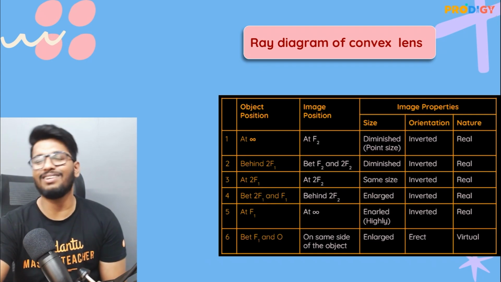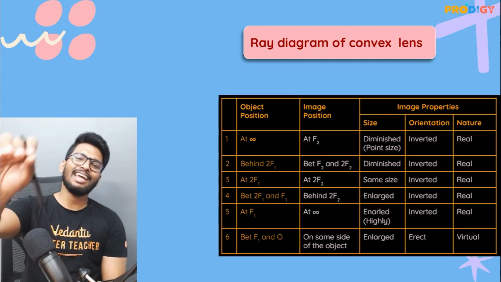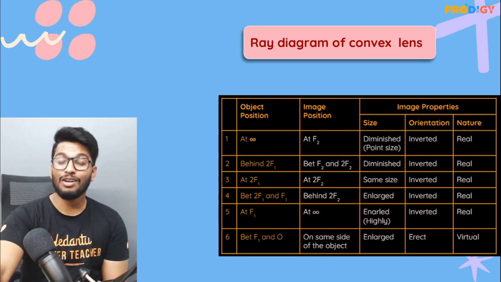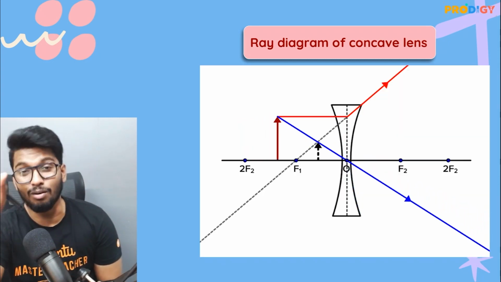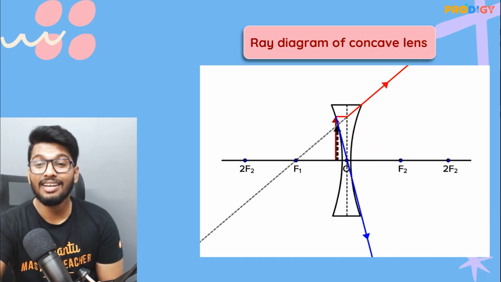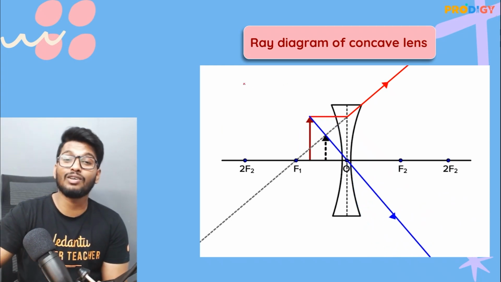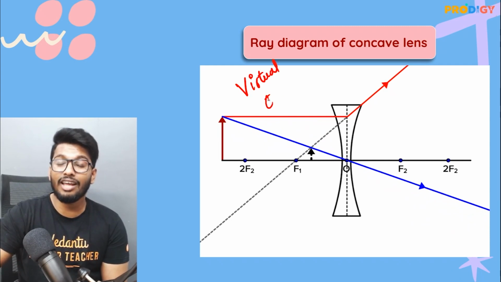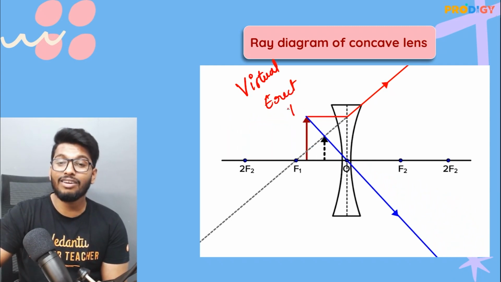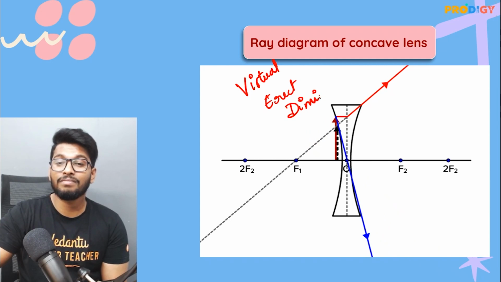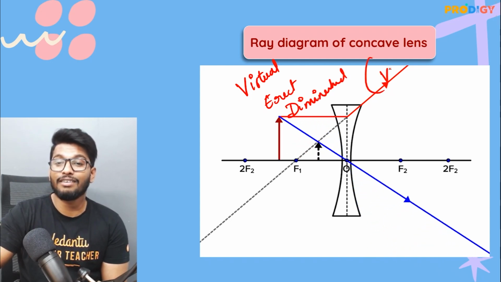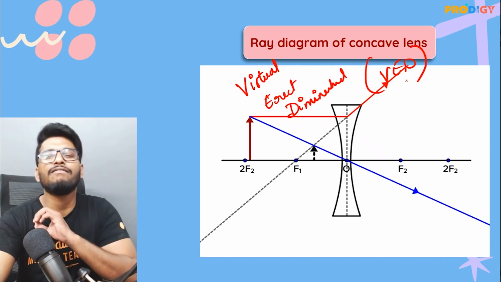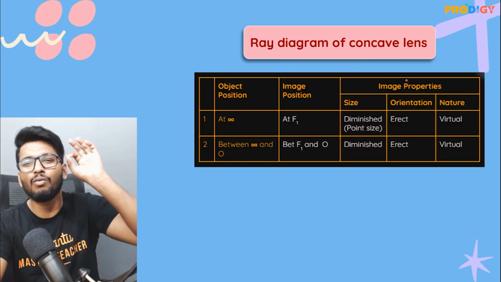The concave lens, though, don't even talk about it. It is as easy as it gets. No matter where you keep the object, it doesn't matter. The image is always going to be virtual, always going to be erect, and always going to be diminished. In other words, virtual, erect, and diminished every time. Doesn't matter where you keep the object.